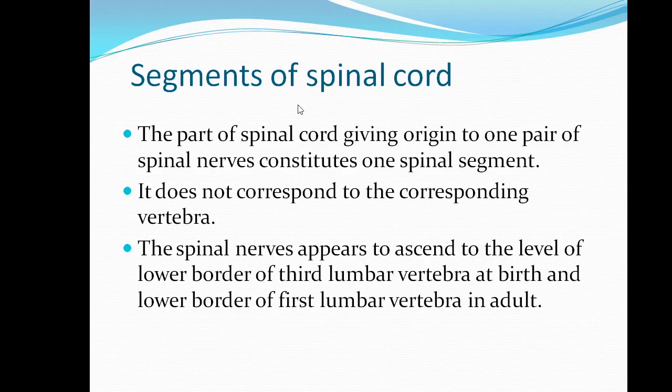Segments of the spinal cord. The part of the spinal cord giving origin to one pair of spinal nerves constitutes one spinal segment. It does not correspond to the corresponding vertebra. The spinal nerves appear to ascend to the level of the lower border of third lumbar vertebra at birth and at the lower border of first lumbar vertebra in adult.